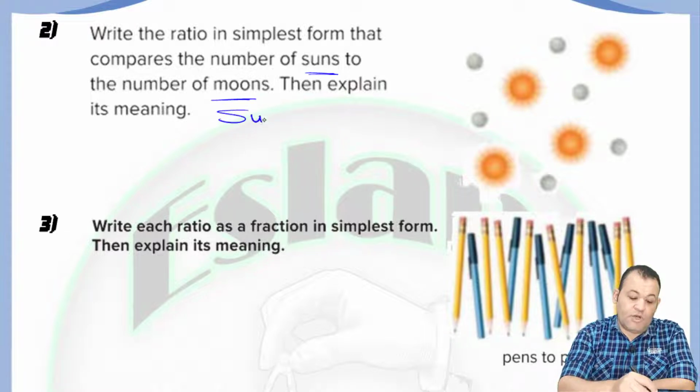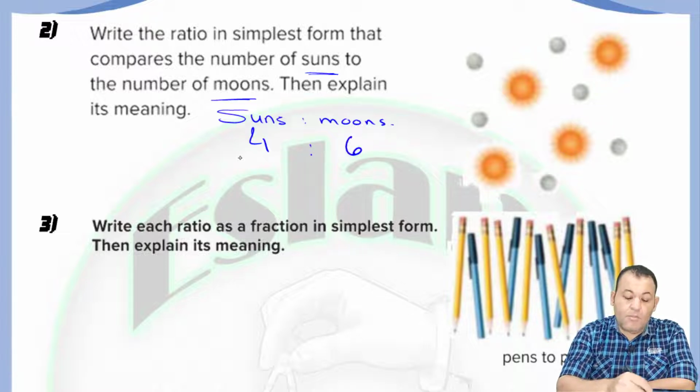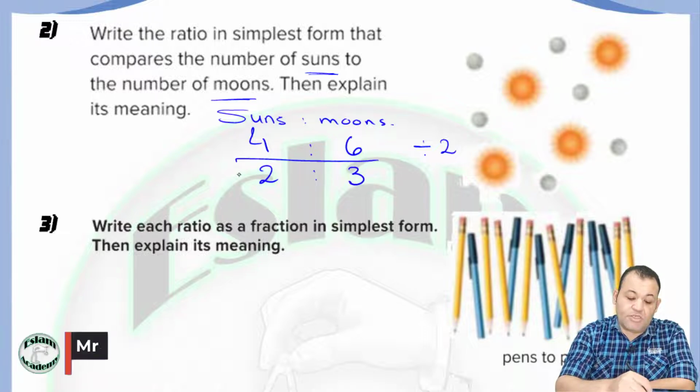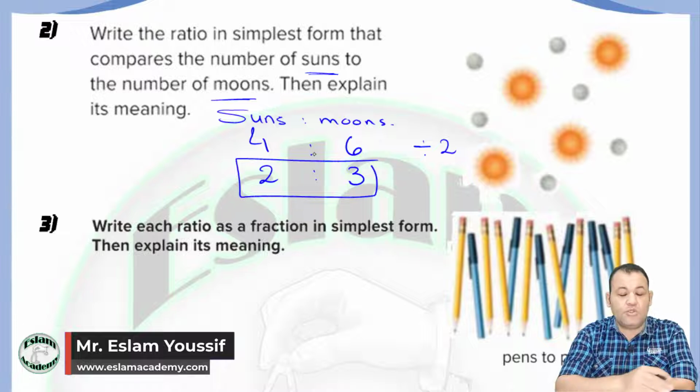We need to start with the number of the suns and then the number of moons, and we need to compare between them. The number of the suns we have is 4. And the number of the moons we have is 1, 2, 3, 4, 5, and 6. Both of them are even numbers. It means we can divide both of them by 2. So 4 divided by 2 equals 2. And 6 divided by 2 equals 3. So the ratio in the simplest form will be equal to 2 to 3.